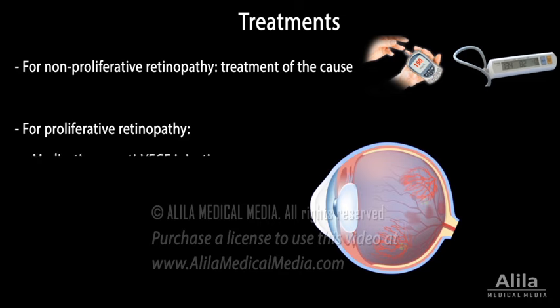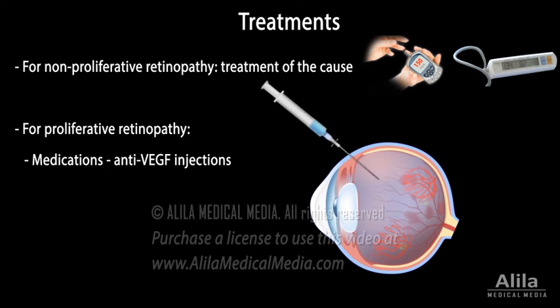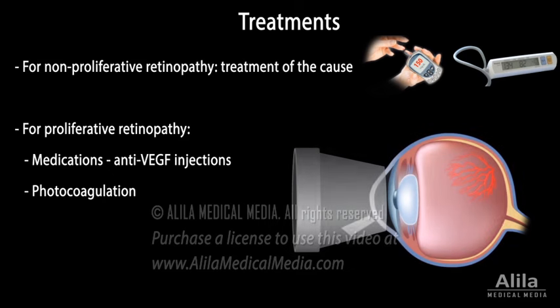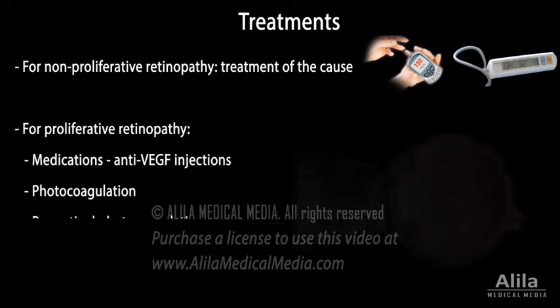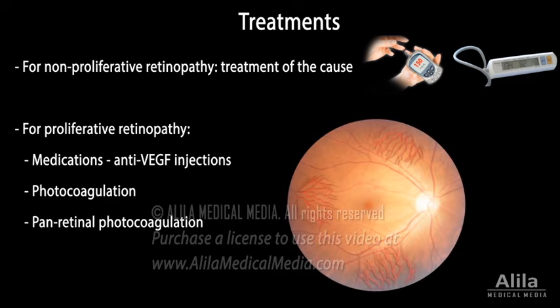Treatment options include medications, which act to stop the growth of new blood vessels and decrease fluid buildup. These medications are typically injected into the vitreous. Photocoagulation, also called focal laser treatment, in which laser beams are used to seal the leakage from the abnormal blood vessels. Pan-retinal photocoagulation, or scatter laser treatment, where laser beams are used to shrink the abnormal blood vessels.